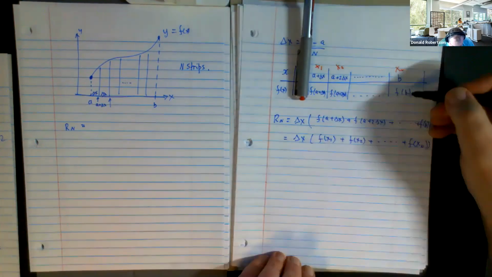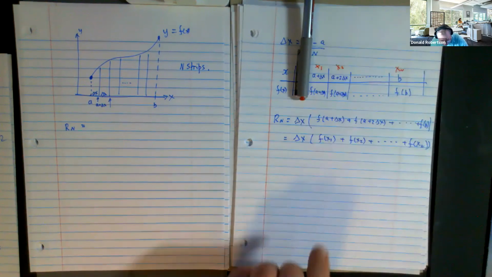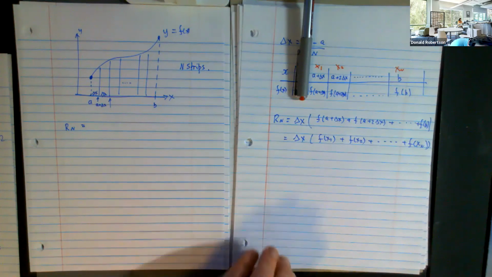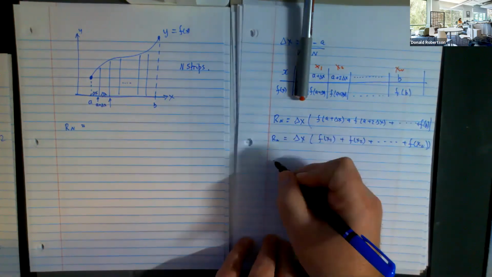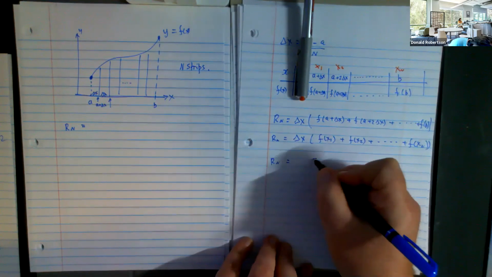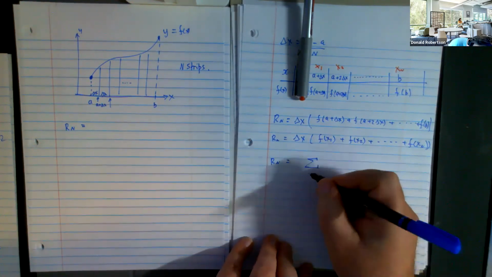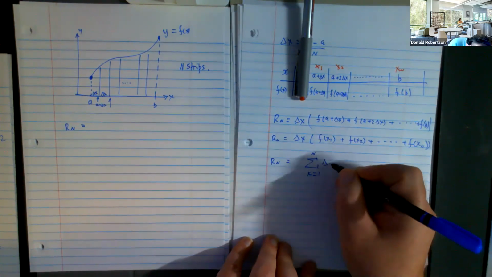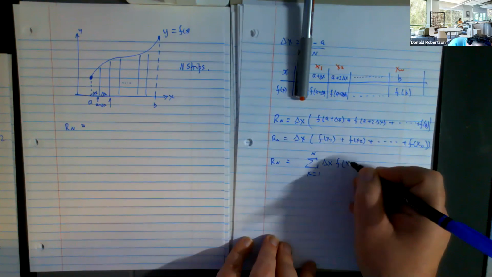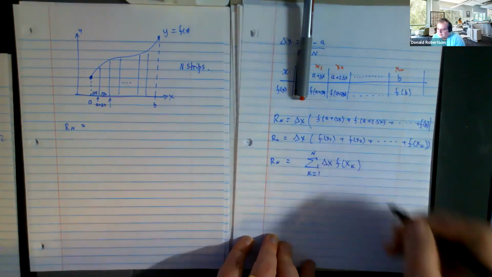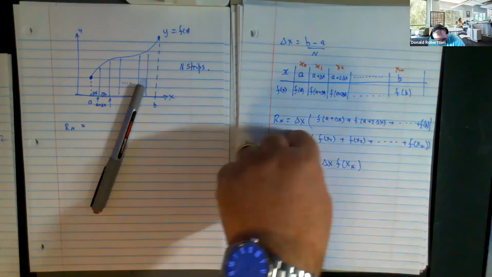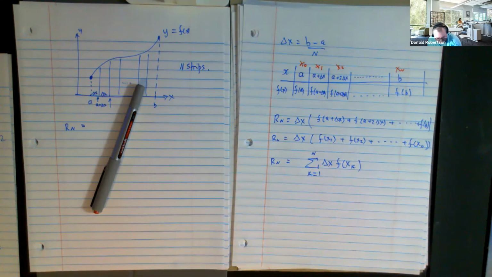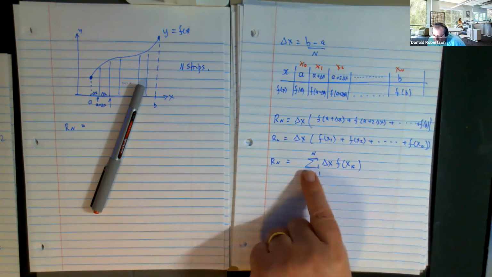Since xn is this guy and x2 is this and x1 is that, and these two are equivalent, they're just different ways of saying them. Which means that Rn in sigma notation can be written as the sum from k equals 1 to n of delta x times f of xk. So I've taken this ugly thing and rewritten it as this guy. So far, so good?